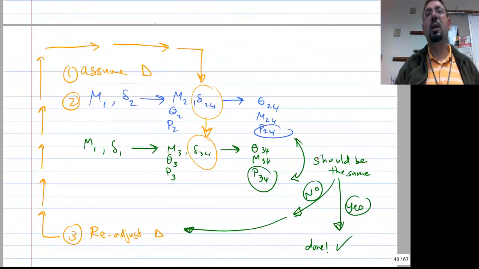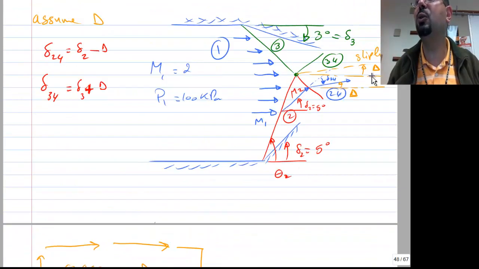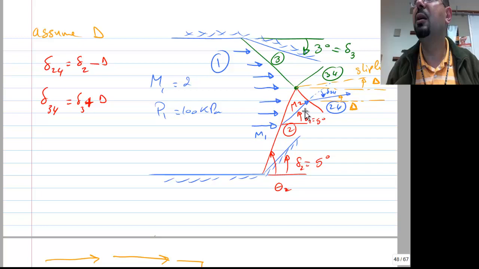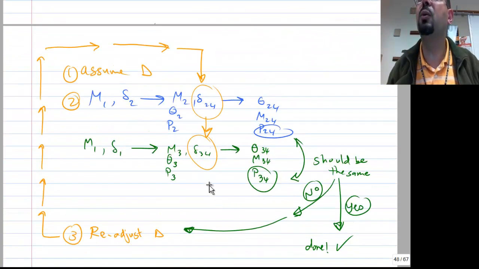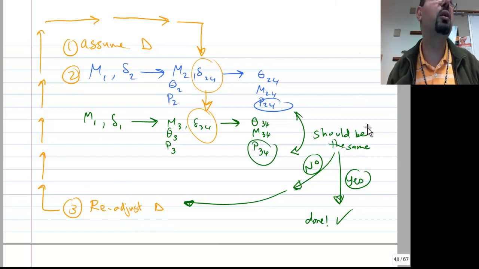Right? And so this is a chart basically for the solution iteration. You assume delta, then you solve the second shock. The first shock is done. It doesn't really matter what your delta is, this doesn't affect the first shock, right? So for the first shock, the M2 and M3, here and here, are done. It's the second shock for the upper flow and the second shock for the lower flow, those guys, delta 2,4 and delta 3,4. So assuming the delta will get you those guys, and this will allow you to solve the pressure. You check the pressure. If not, you readjust and keep moving until it gets right.